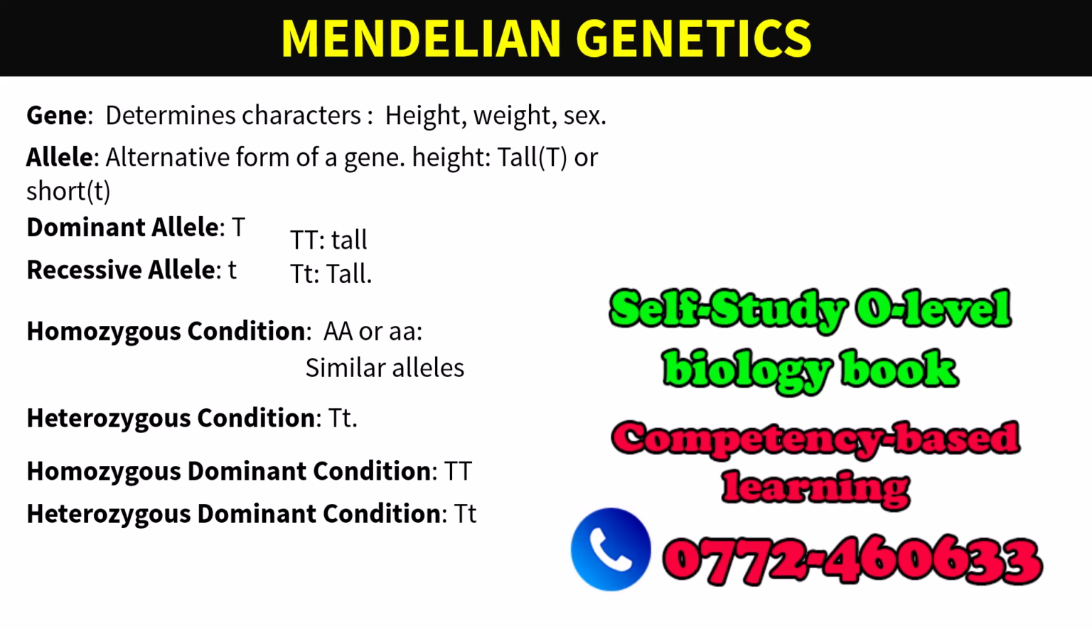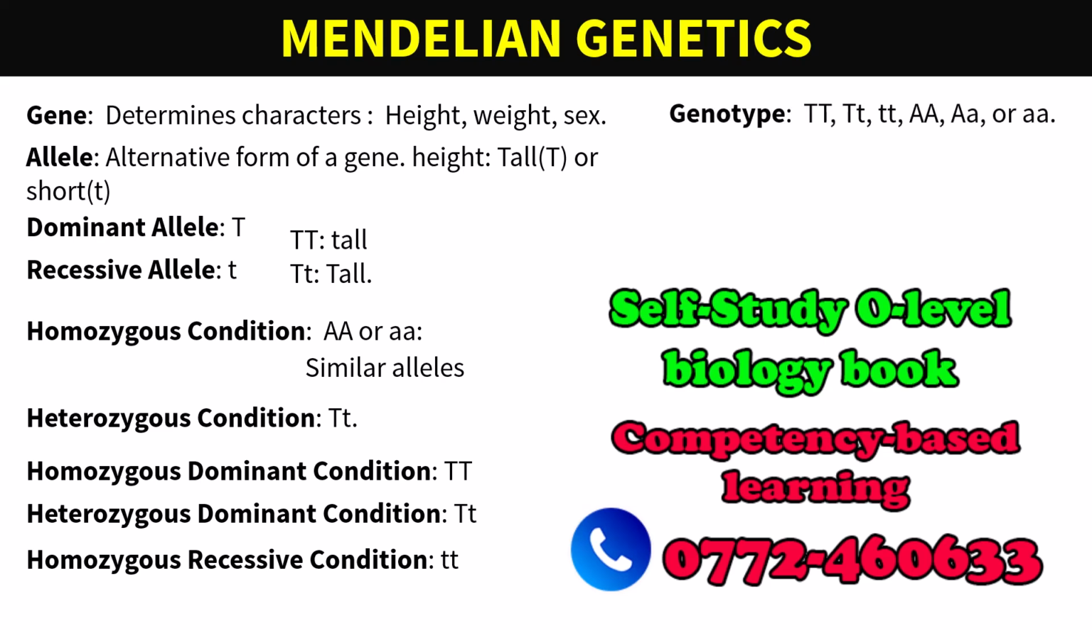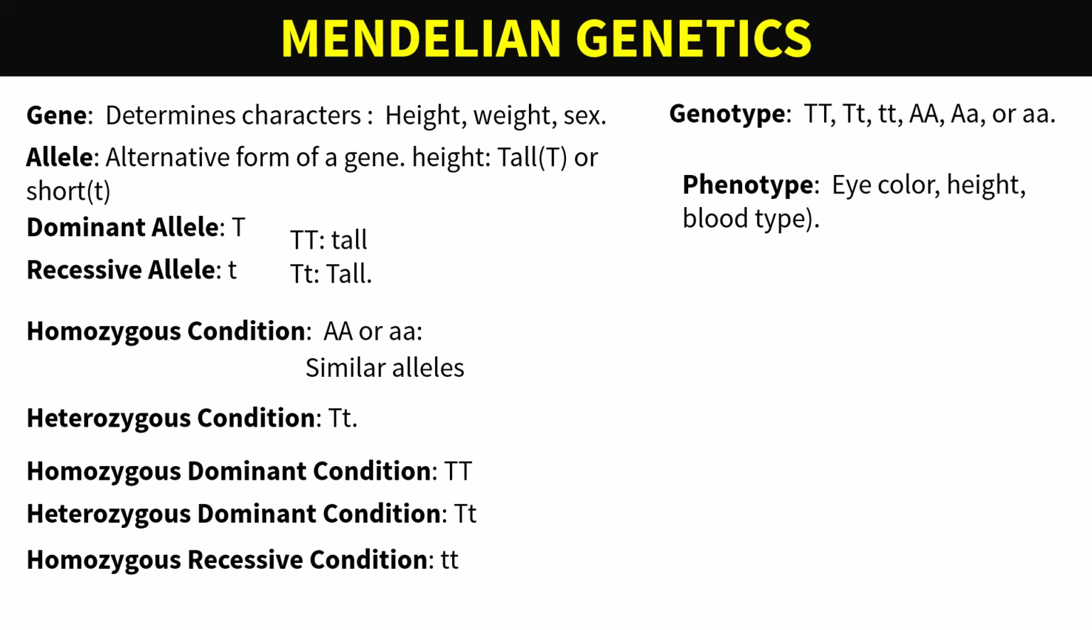Small t with small t, homozygous recessive condition. An individual has two copies of the recessive allele, small t and small t, allowing the recessive trait to be expressed. Genotype, the genetic makeup of an organism, represented by the combination of alleles it possesses for a specific gene. Phenotype, the observable characteristics of an organism resulting from its genotype and environmental influences, e.g., eye color, height, blood type.